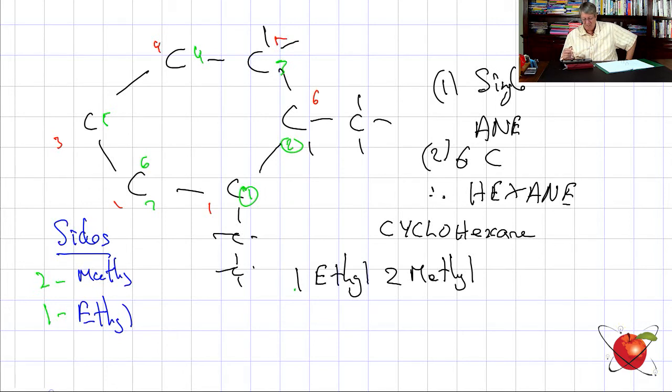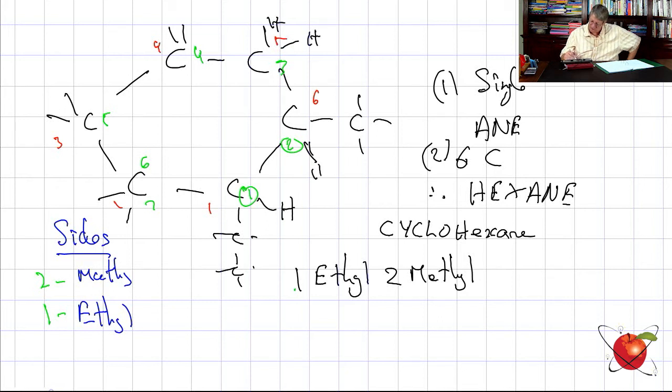Stick a methyl there. It's like I could have had a diethyl, because don't forget there's a hydrogen. There's 2 hydrogens on each one, right? Like that. So over here, there's another H sitting there. Don't forget to fill those in.